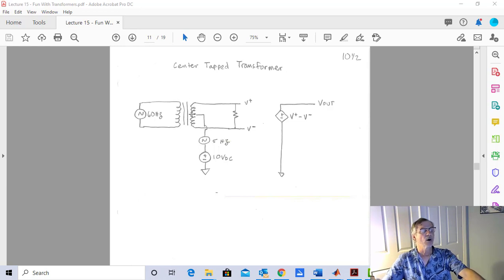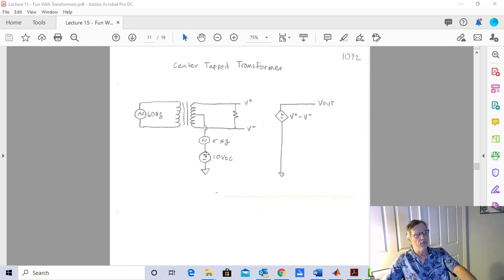And on our secondary, instead of having two wires come out, we have three. And as the name kind of implies, this one is right in the middle. So now I'm feeding that center tap with a signal. So let's take a look at this. What is the DC value going to be at V plus and V minus? Go back to that example where we had 15,000 volts.